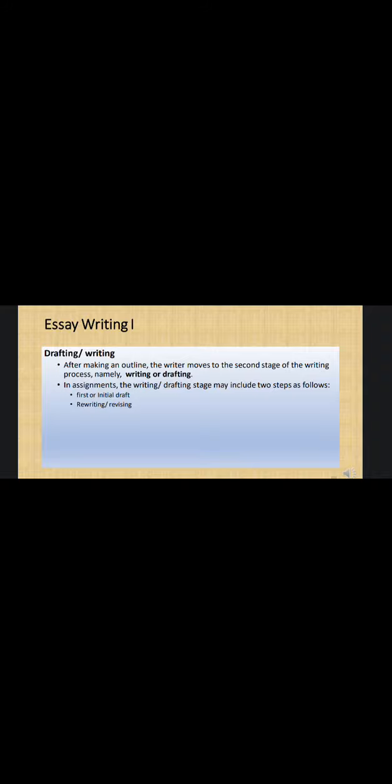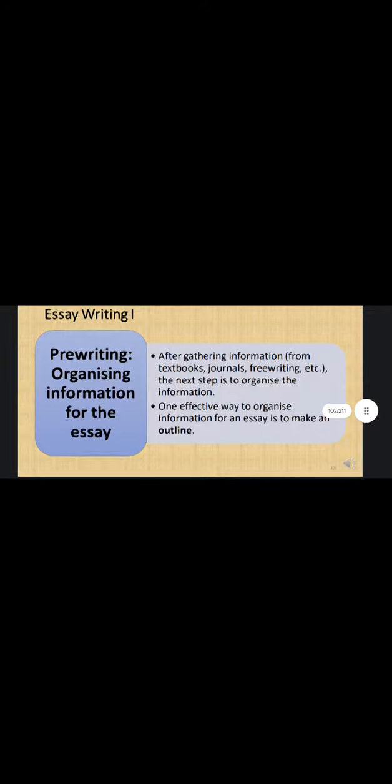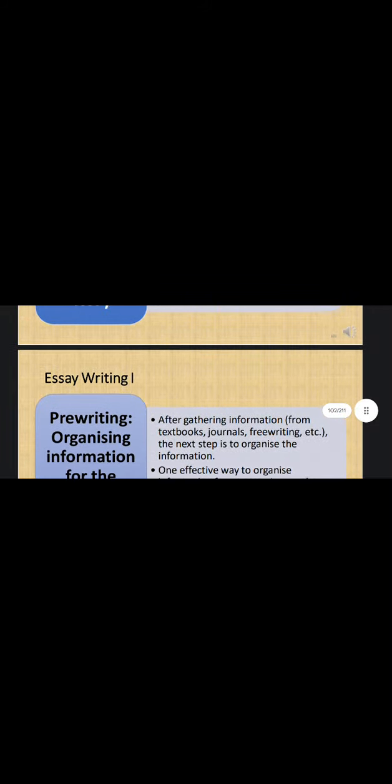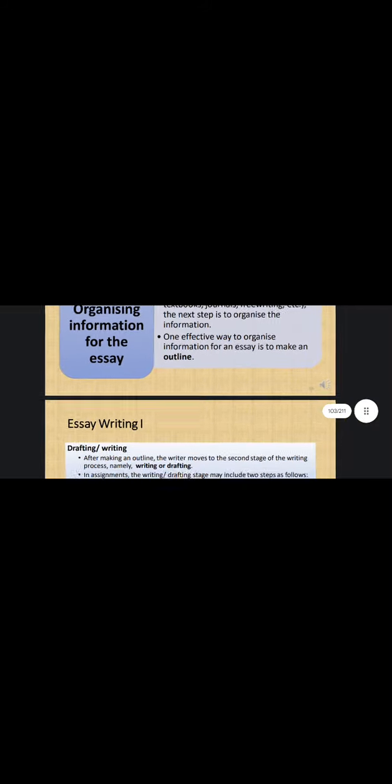Analyzing the essay title, and then the next step is what? Gathering information for the essay, and then the last step is what? The outline, drawing an outline, or organizing the information for the essay.